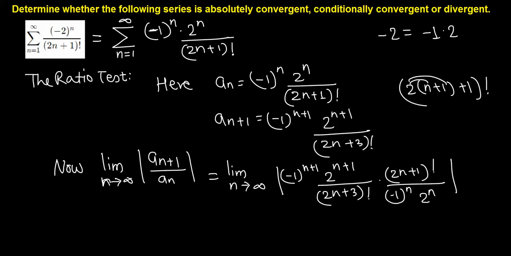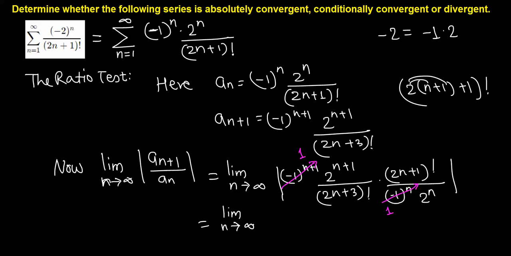We have the absolute value, which means the output should be all positive. So (-1)^(n+1) produces positive 1, negative 1, positive 1, negative 1, but when we take the absolute value, it goes to just positive 1 all the time. Same thing for the other one. So we can ignore these two terms because 1 times anything is that thing. The rest of the factors are all positive, so we can safely remove the absolute value. So this is the same as the following limit.